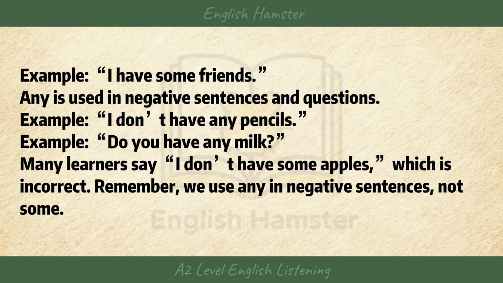Example: I have some friends. Any is used in negative sentences and questions. Example: I don't have any pencils. Example: do you have any milk? Many learners say, I don't have some apples, which is incorrect. Remember, we use any in negative sentences, not some.